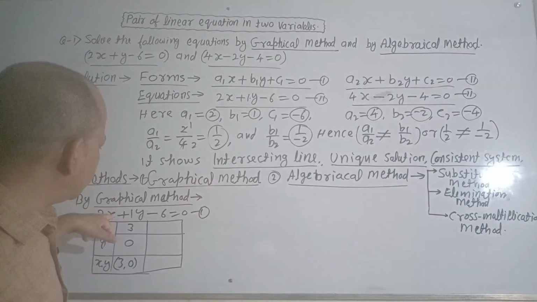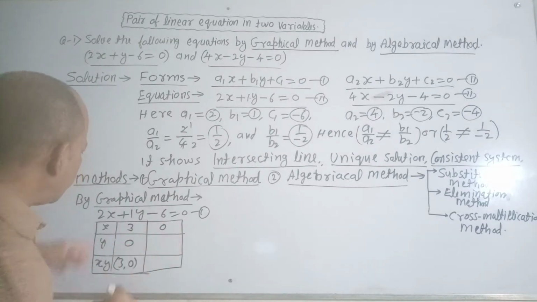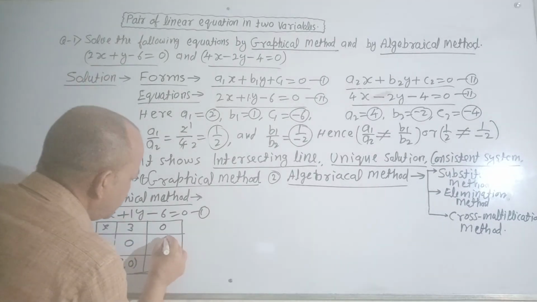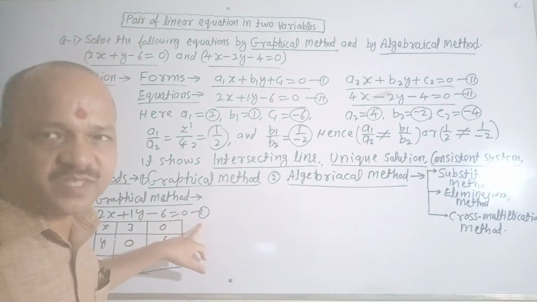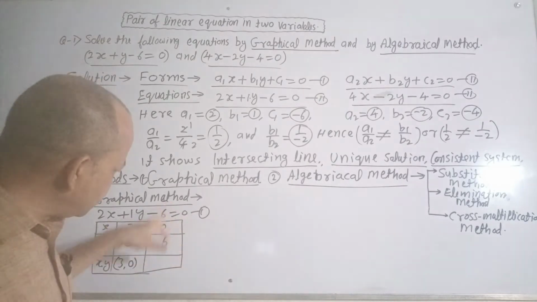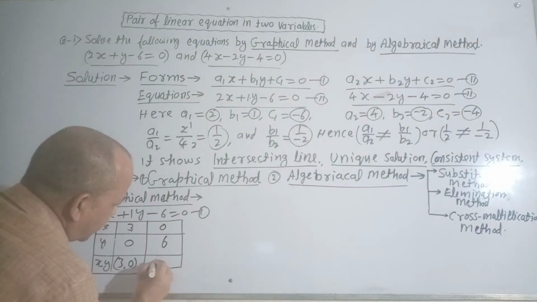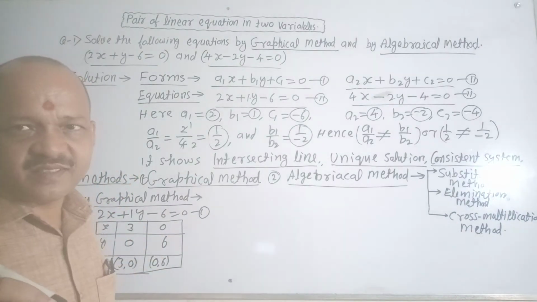Next, here put 0, the value of x is 0. It becomes 0. And here put 6. It becomes 6. Plus 6 minus 6 equals 0. It means it satisfies equation first. Your coordinate is (0, 6).